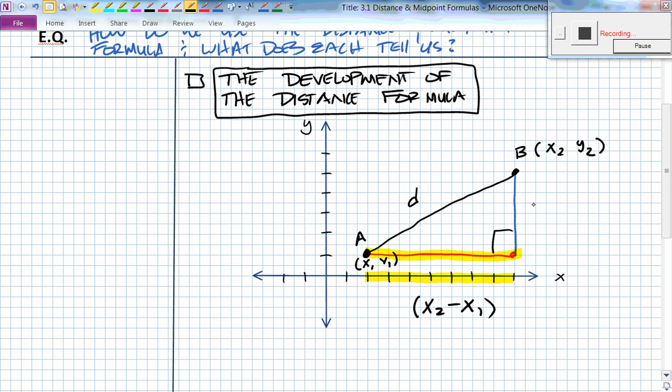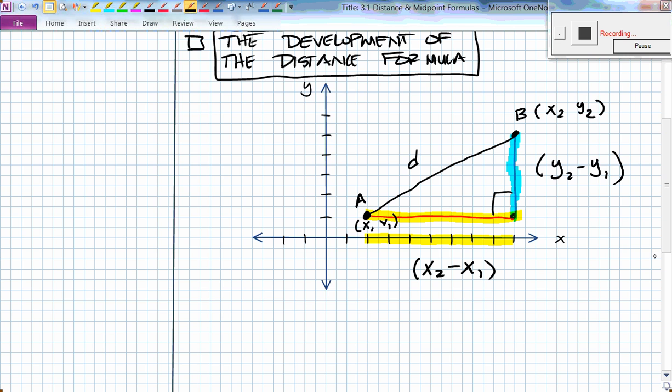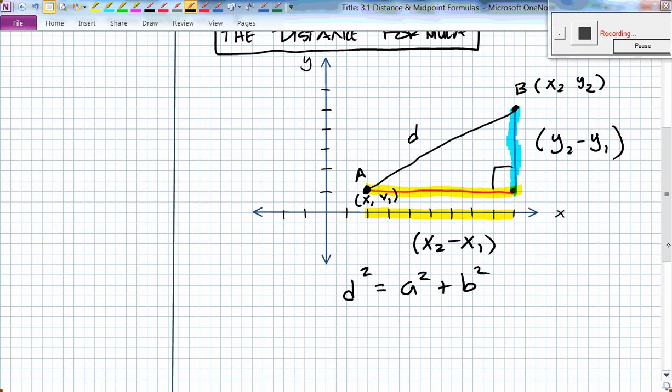I'm going to ask you the same thing. What is the length of this blue line that I am highlighting right now? Yes, go ahead. y2 minus y1. Very good. And the distance, the thing that I'm looking for, is the distance from A to B. So we're going to take advantage of the Pythagorean theorem here. So the distance squared has to be A squared plus B squared. That's the Pythagorean theorem, right?